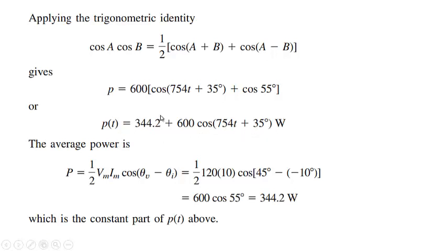So the average power will be this much. You can see from this portion as well, it will equal 1 by 2 Vm Im cos of theta V minus theta I. So 1 by 2 of Vm Im is 1 by 2 of 120 into 10, cos of theta V which is 45, minus theta I which is minus 10. It comes out to be this, and it's again equal to 344.2 watts, which is actually the constant part of this instantaneous power.